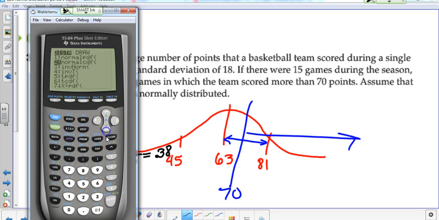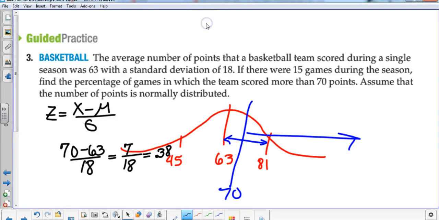Yesterday we also did it without finding a z-score at all, and that would be where we put 70 to 999 with a mean of 63 and a standard deviation of 18. Okay, so close, right? And we could have put in a longer decimal for our z-score and got even closer. All right, but around 35% of the team scored more than 70 points.